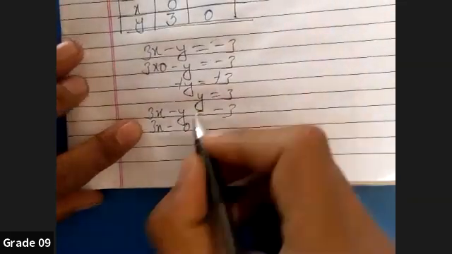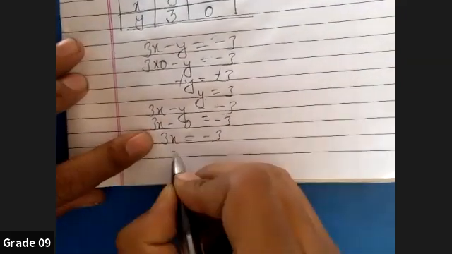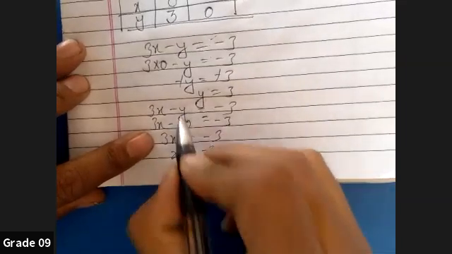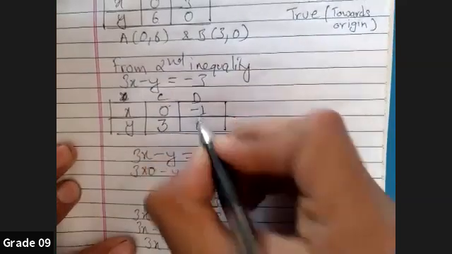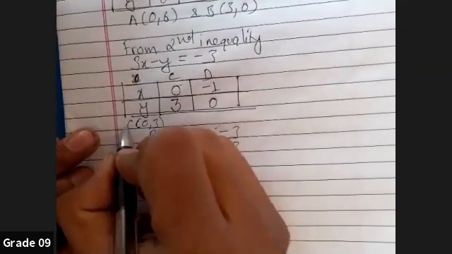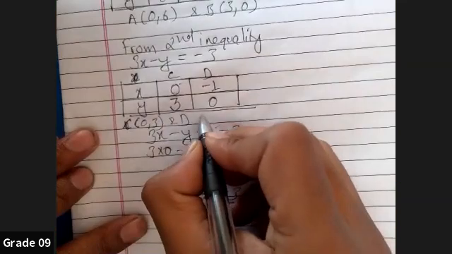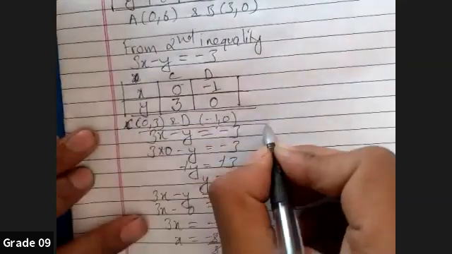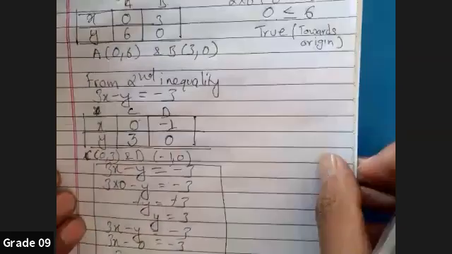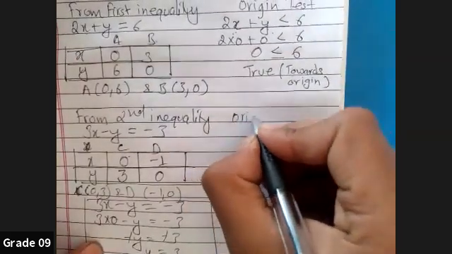So let's see what will come. This is 3x equals minus 3, and x equals minus 3 divided by 3, so the value of x is going to come minus 1 if I keep y as 0. So your coordinate C is 0 comma 3, and coordinate D is minus 1 comma 0. This is your rough part, it's not necessary to copy. And now let's do the origin test also. Before we go towards our graph copy, we have to do the origin test also.